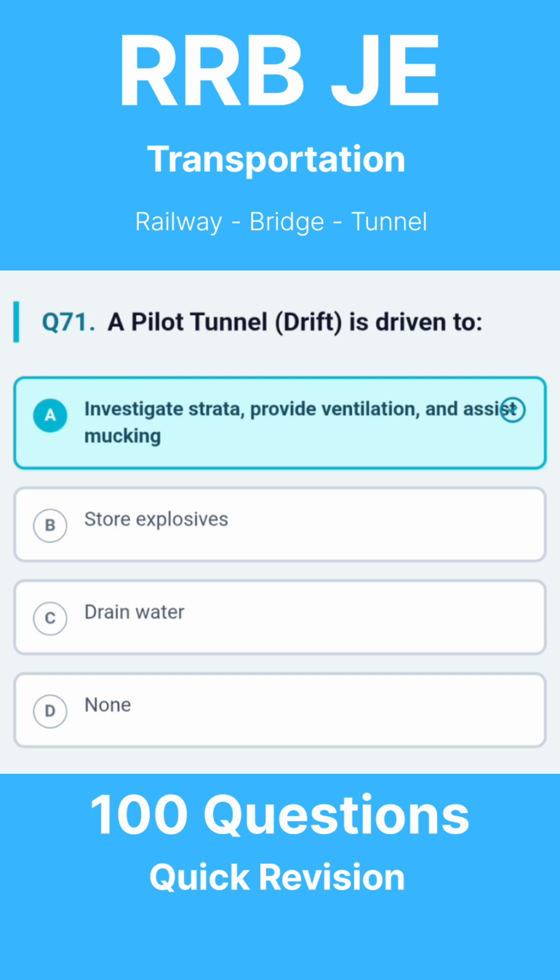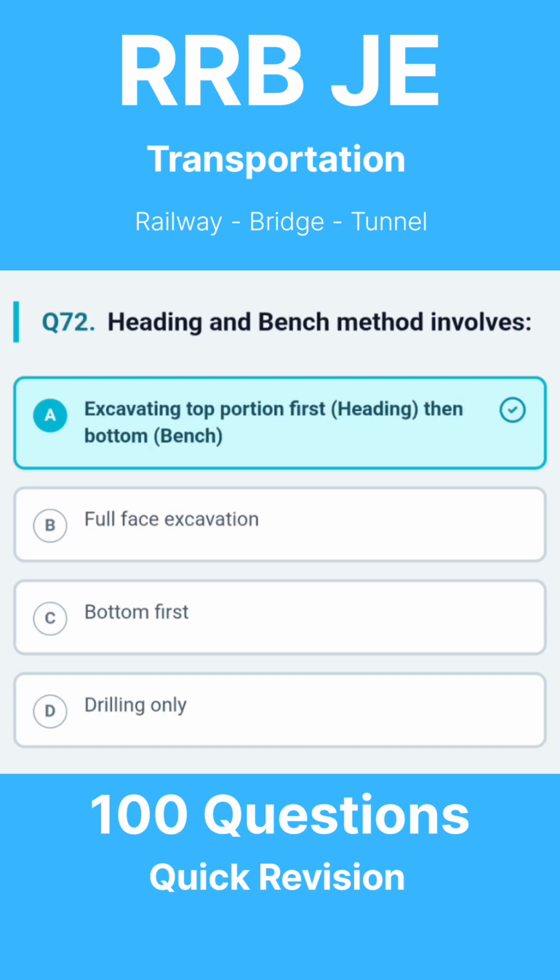Question 71. A pilot tunnel drift is driven to? The correct answer is investigate strata, provide ventilation, and assist mucking. Question 72. Heading and bench method involves? The correct answer is excavating top portion first, heading, then bottom bench.